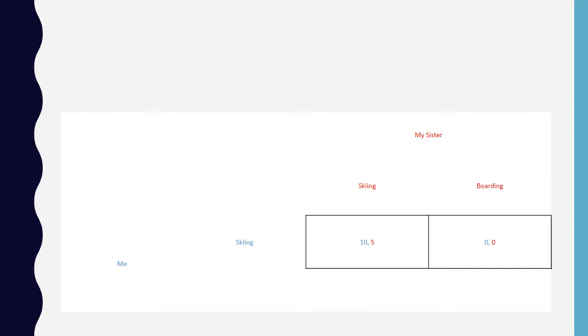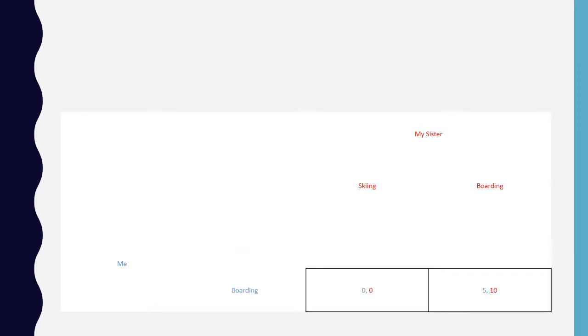Again, now looking at my sister's actions. If my sister knows that I have chosen to ski, she'll also choose to ski, seeing as 5 is a higher payoff than 0. However, if my sister knows that I have chosen to snowboard, she'll also choose to snowboard, because 10 is a higher payoff than 0. The action that my sister chooses will depend on what action I have chosen, as neither of her actions dominates another.